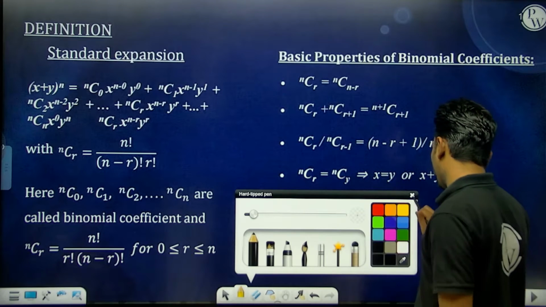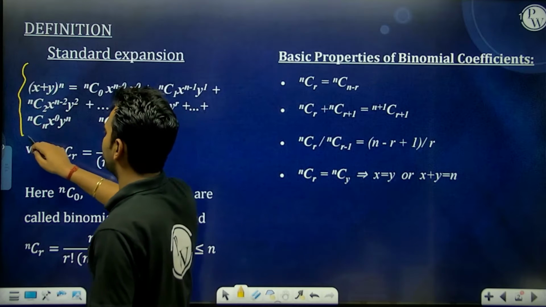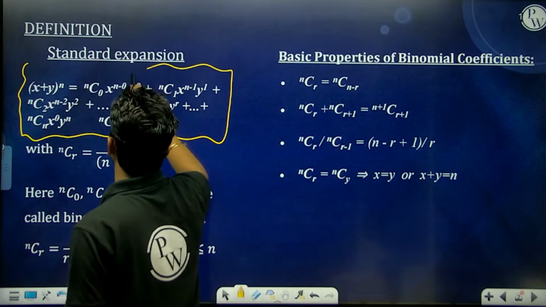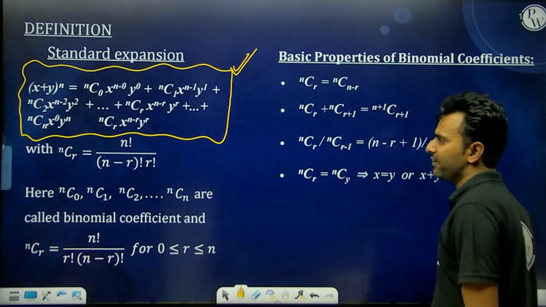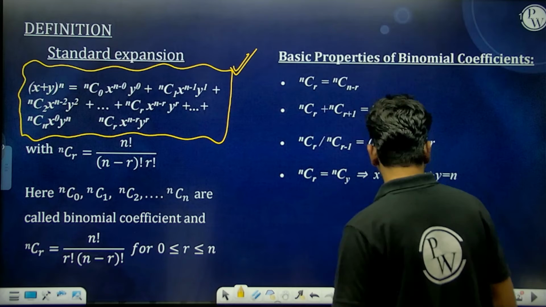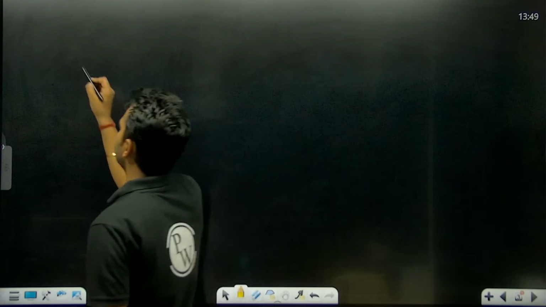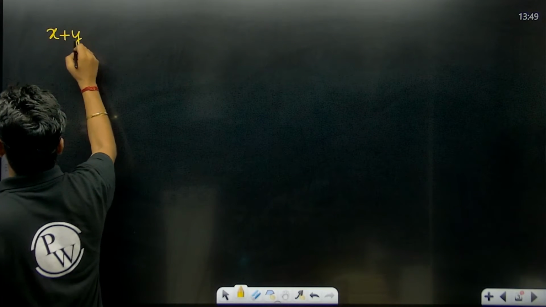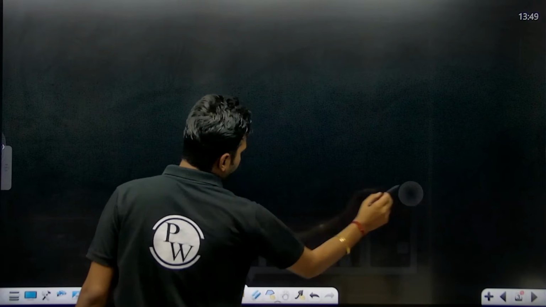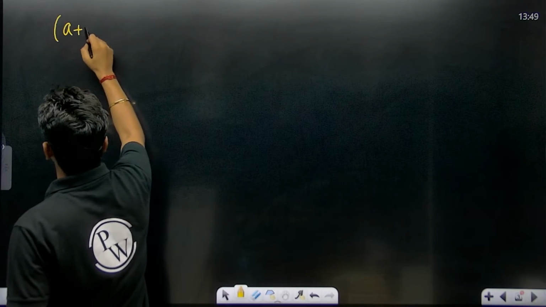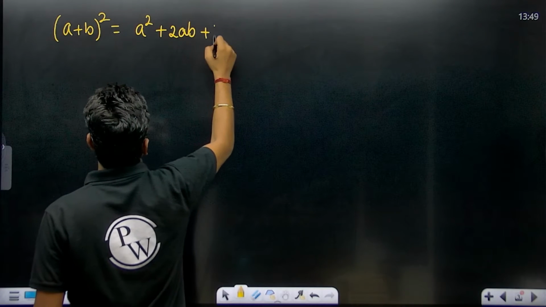All right, so here we go towards our session, and let's talk about what exactly is a binomial theorem. In binomial theorem you need to know this particular expansion, because if you know this expansion, then everything is going to be smooth for you. Let me explain this expansion in case you have any difficulties. I hope you know what (a plus b) whole square is, everyone. It is nothing but a square plus 2ab plus b square, right?